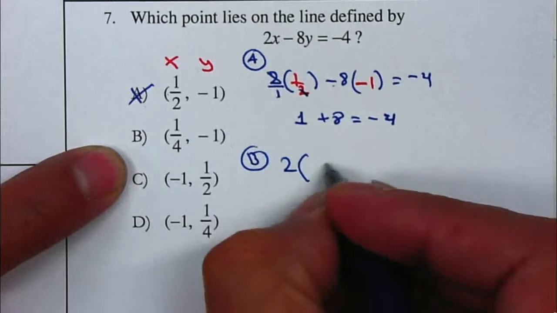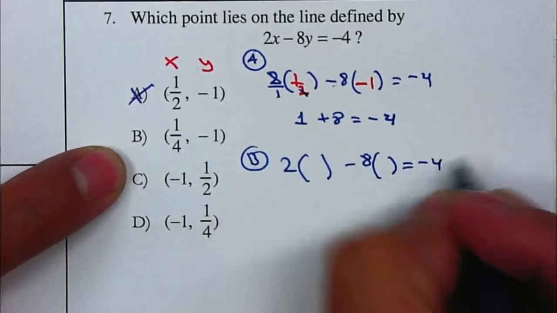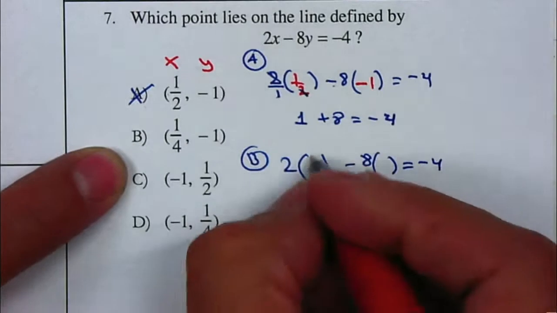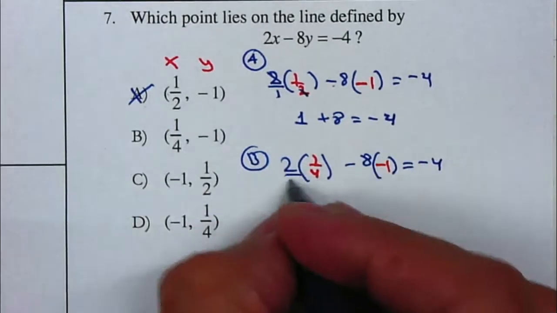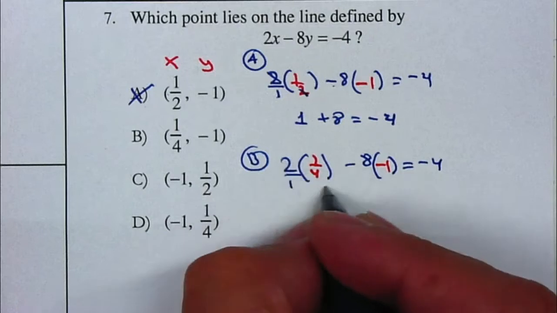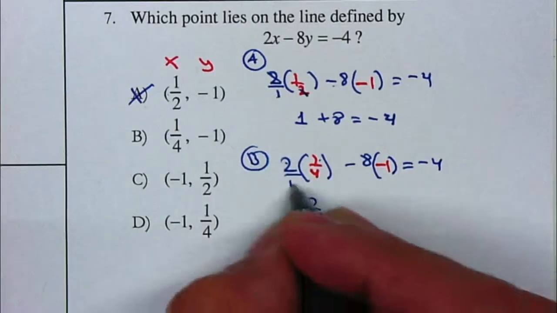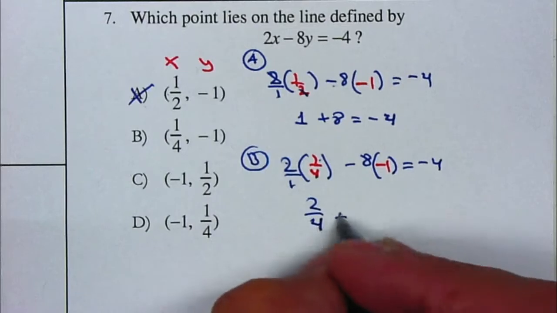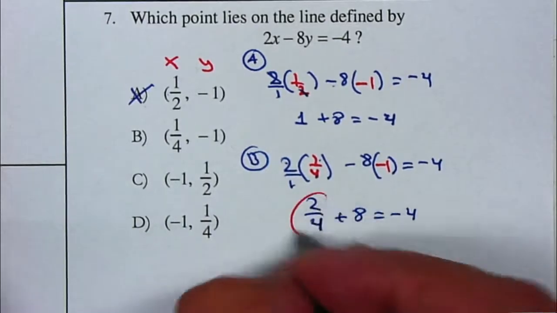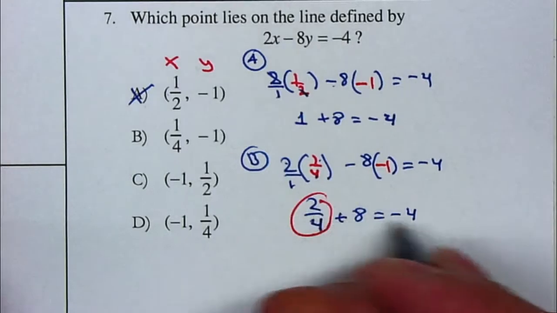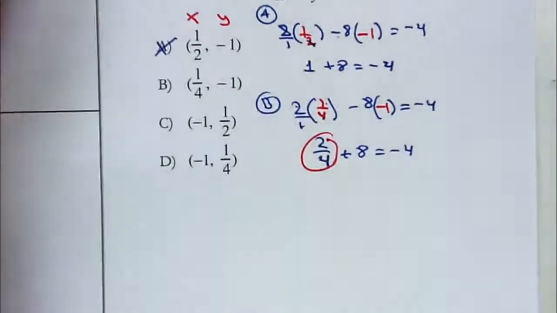2 multiplied by 1/4 minus 8 multiplied by negative 1 is equal to negative 4. So instead of the x will be 1/4, instead of the y will be negative 1. Well, place over 1, and I can cross simplify, or I can multiply 2 times 1 is 2 divided by 4. 1 times 4 is 4. Plus 8, is that going to be equal to negative 4? No. And if you notice, this will be 1/2. So that should give you a clue that it's not going to add up to negative 4. So let's try letter C.